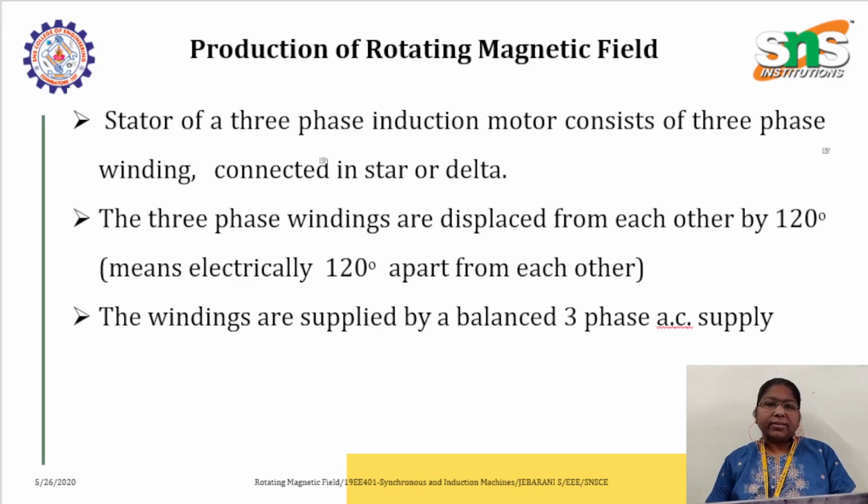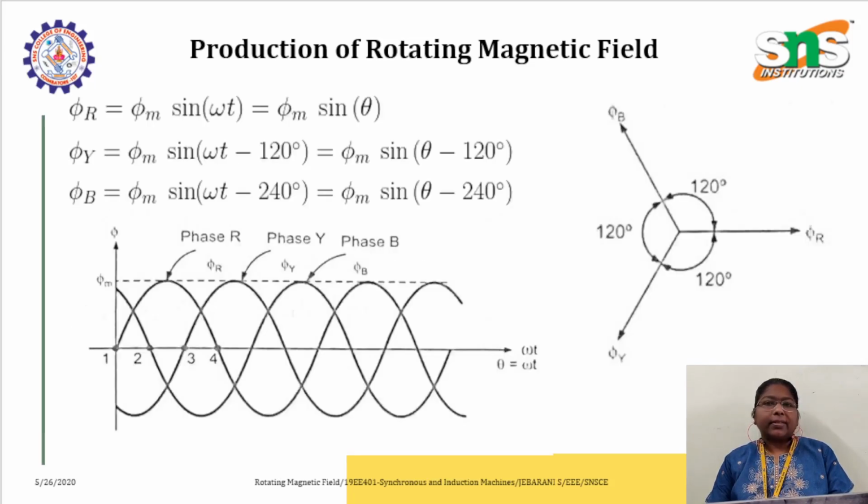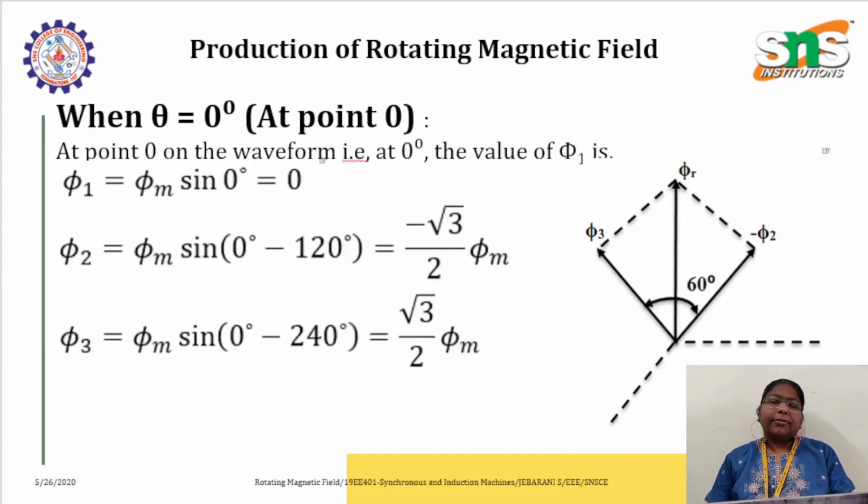In the case of a three-phase system, we have three-phase windings displaced from each other by 120 degrees. When these electromagnetic coils are energized, they produce a three-phase magnetic field, and each magnetic field is displaced from the others by 120 degrees. You see the orientation of the vector here. Let us analyze the magnetic field vector position at the zero instant of time.